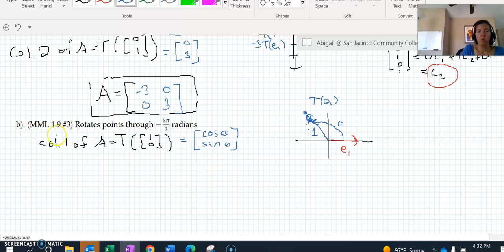Again, this is when it's rotated theta radians. Rotated theta radians. Now, column 2 is a little bit trickier.